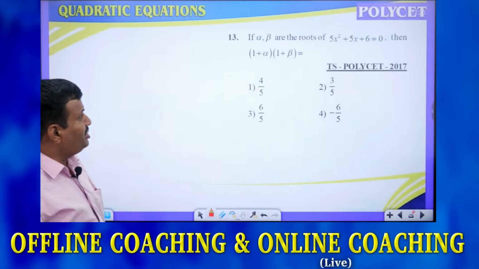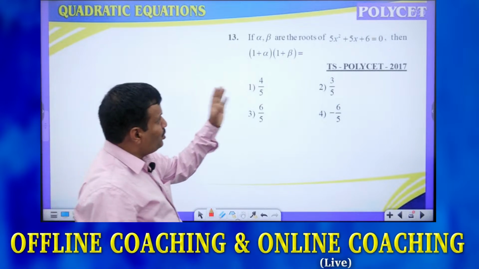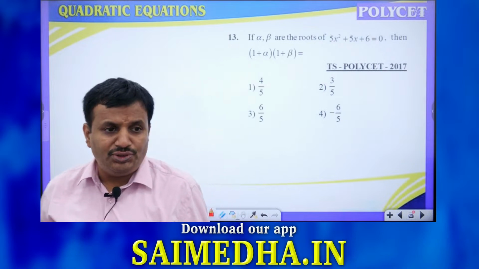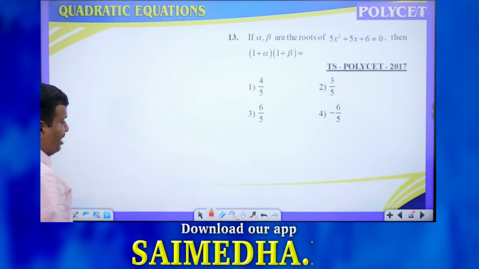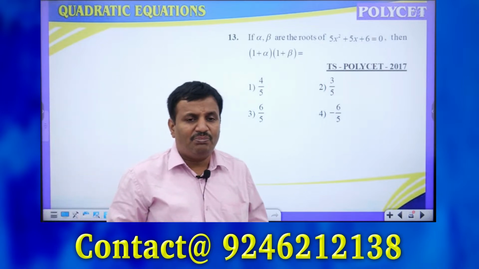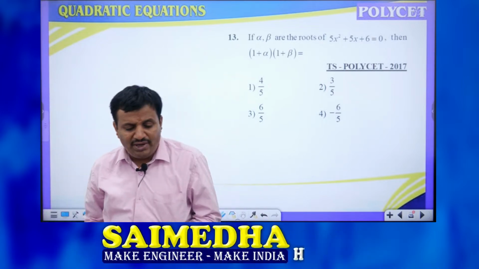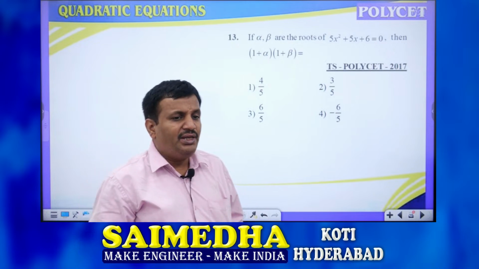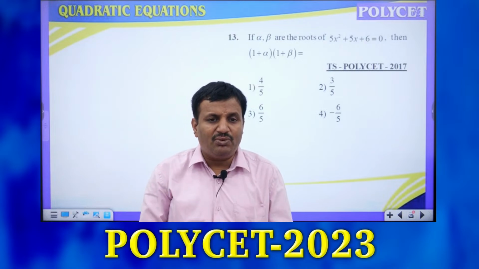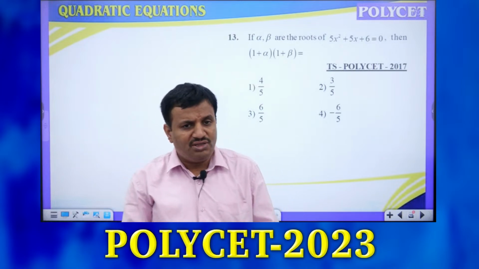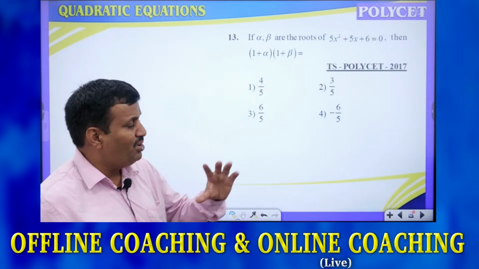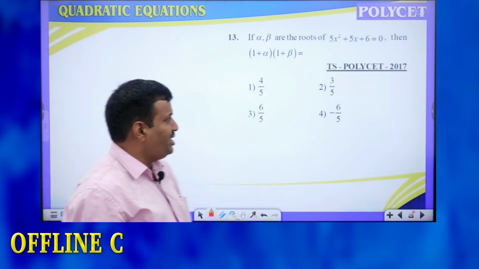So here, if you observe the next question: alpha and beta are the roots of the equation 5x square plus 5x plus 6 equal to 0, then 1 plus alpha into 1 plus beta. Like that we have so many previous Polycet questions and important questions, and we will solve all of them. We will solve a problem set of more than 150 questions on quadratic equations alone, for getting only 6 marks. For 6 marks, we solve 150 to 200 problems.